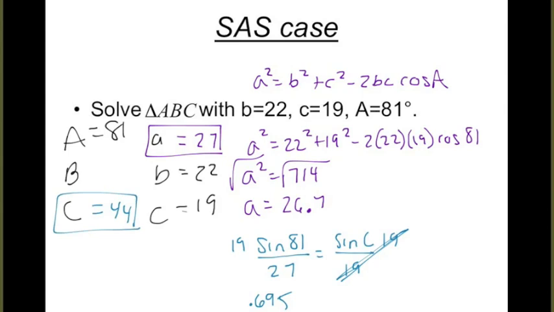Once you know two angles, always subtract from 180 to find out what's left over for the last one. It is faster and easier than doing trig, and more accurate. The 0.695 came from typing the 19 sine 81 divided by 27, and then doing the inverse sine of that.